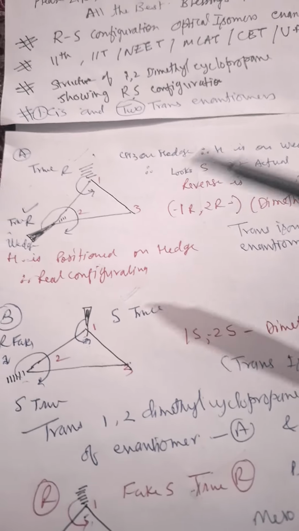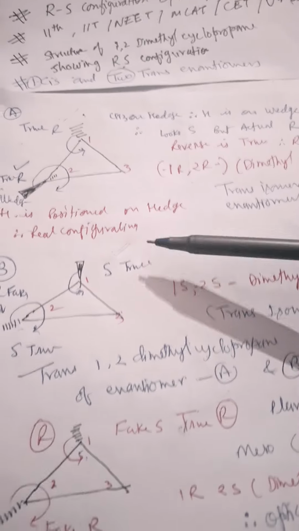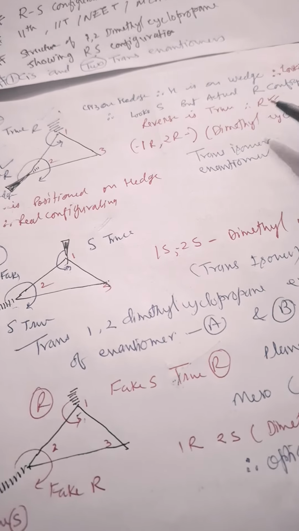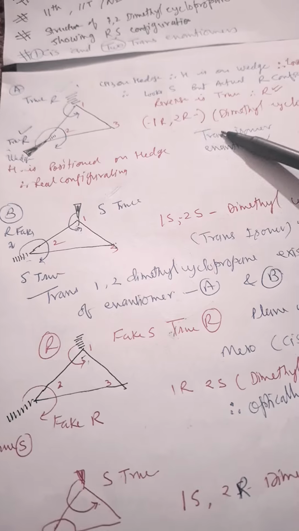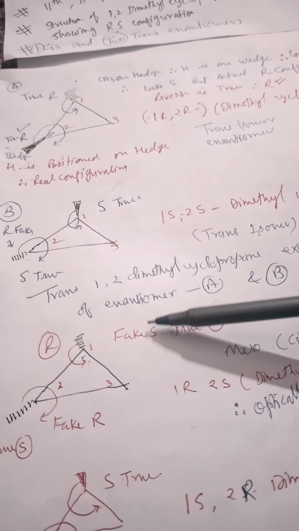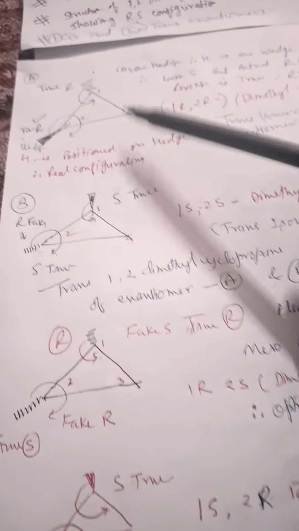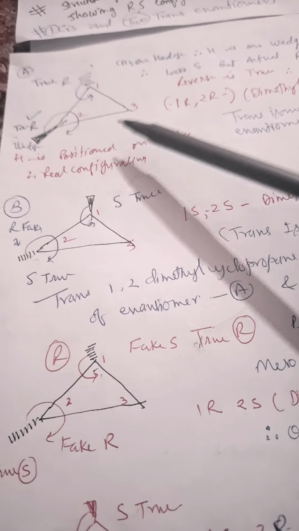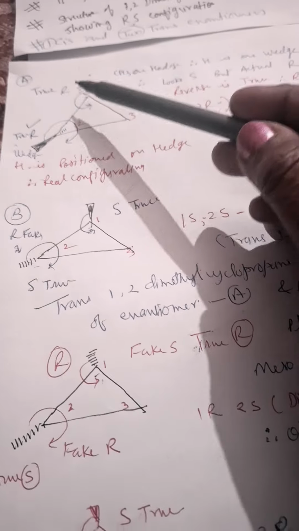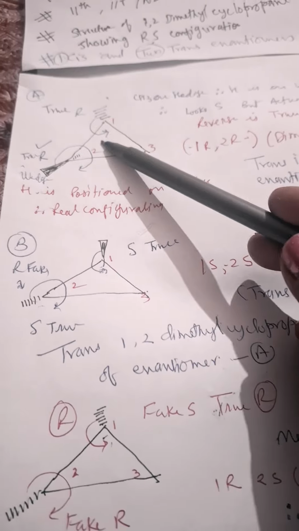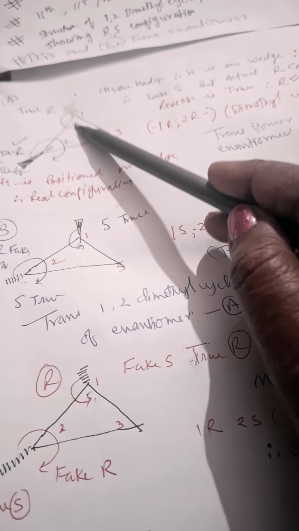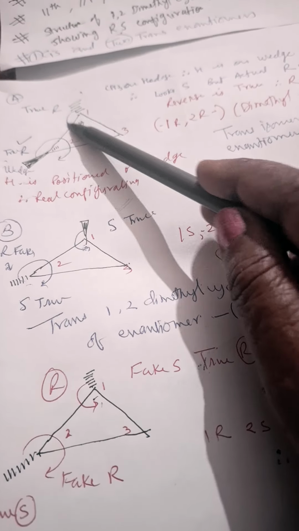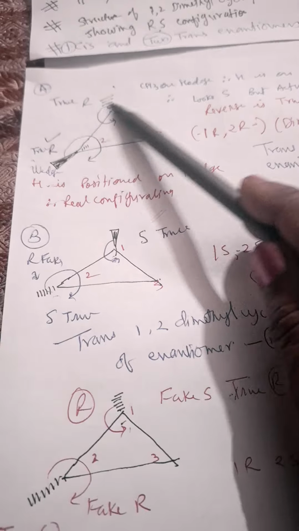Hello student, here you have to draw the stereoisomers of 1,2-dimethylcyclopropane. Here we will say there are the cis isomer, which is a meso compound, and these two enantiomers, which are from the trans isomer. Draw this structure, and here the hydrogen is on a wedge, so it will be a fake configuration. It looks like S, but the real configuration is R.